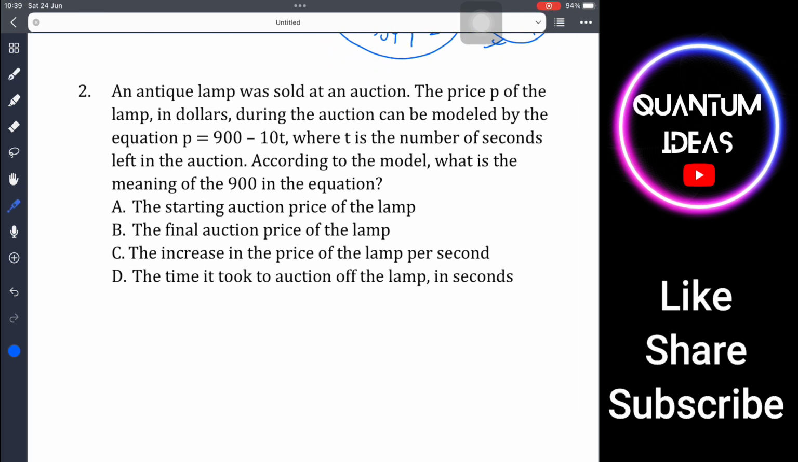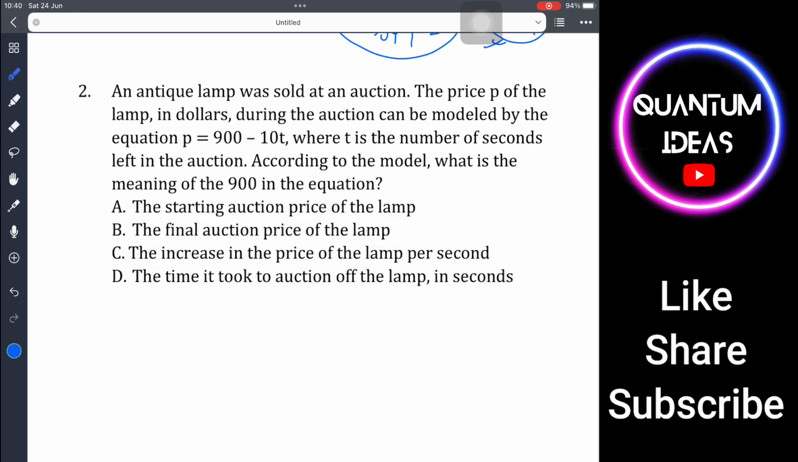An antique lamp was sold at an auction. The price P of the lamp in dollars during the auction can be modeled by the equation P equals 900 minus 10t, where t is the number of seconds left in the auction. According to the model, what is the meaning of 900 in the equation? We are given the options: the starting auction price of the lamp, the final auction price of the lamp, the increase in the price of the lamp per second, and the time it takes to auction off the lamp in seconds.